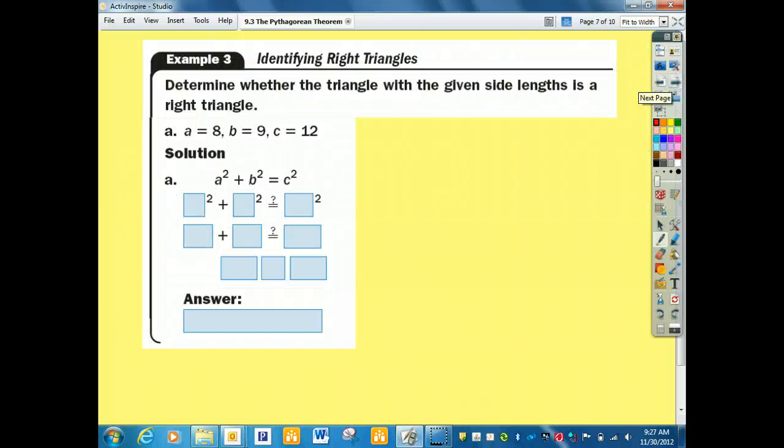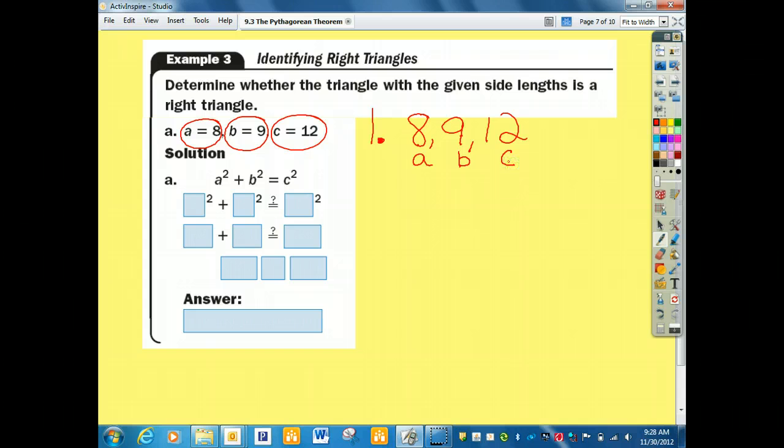Now, we're going to see, what if they say, tell me whether the triangle with the given side lengths is a right triangle or not. Now here they tell you that the A is 8, the B is 9, and the C is 12. However, sometimes in your math testing or your homework or quizzes, they'll just give you the numbers, like number 1. Tell me if 8, 9, and 12 would form a right triangle. If they're never labeled, they're always in order. They're always the A, the B, and the C, okay? So even if they're not labeled, they always give them to you in order.